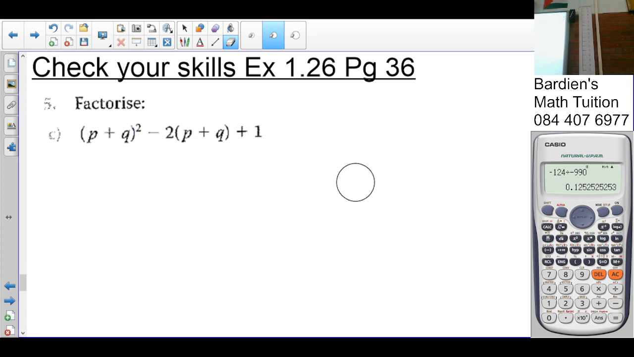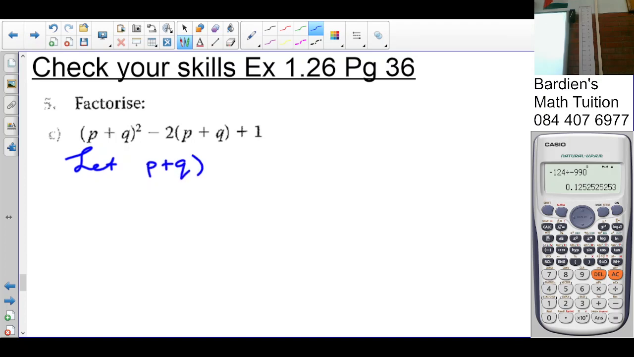Let's try again. Let's simplify the sum of it. Okay, let's say let P plus Q equal K.